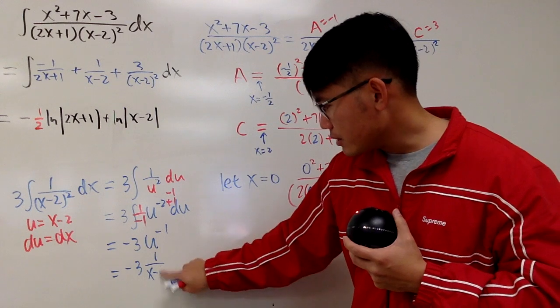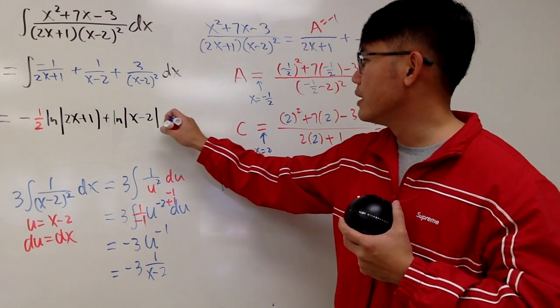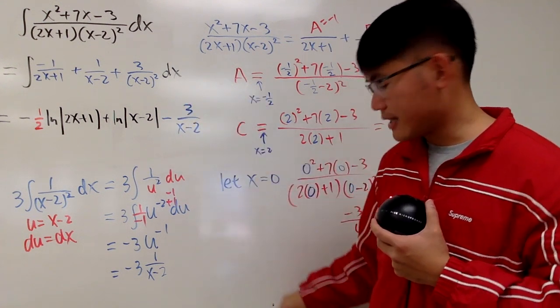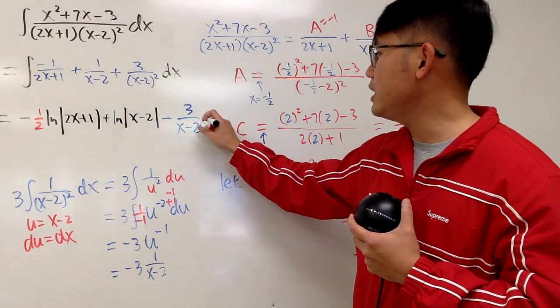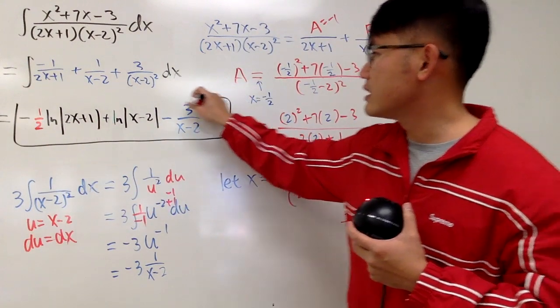Anyway, this right here, I'll just write this down in blue. Negative 3 times this, which is minus 3 over x minus 2, like that. Right? So that's it. We put plus C, and box the answer, of course.